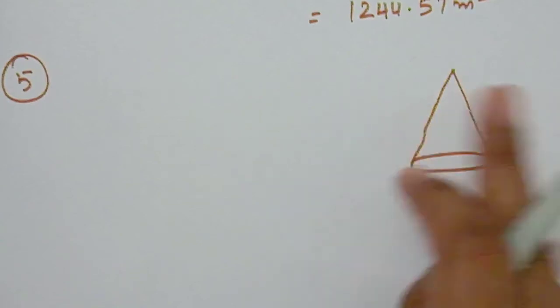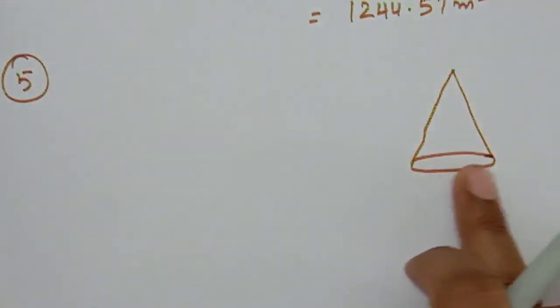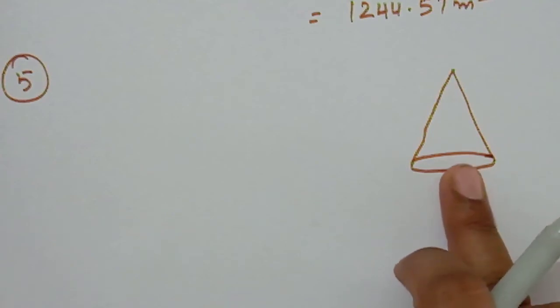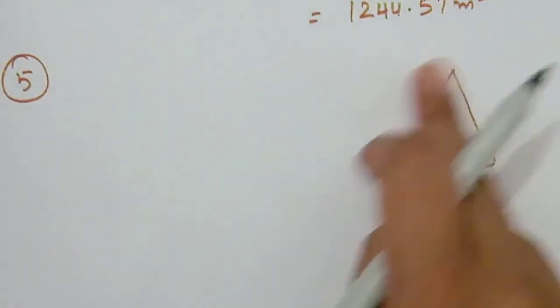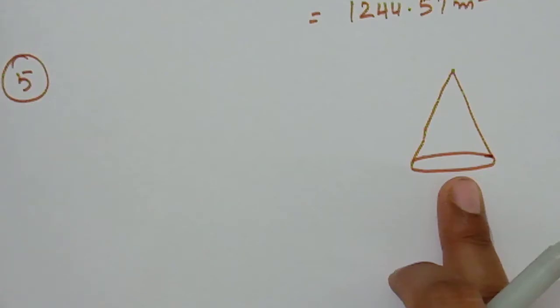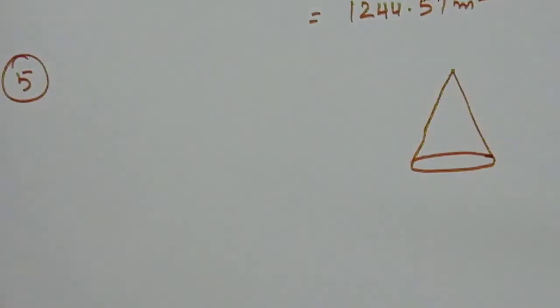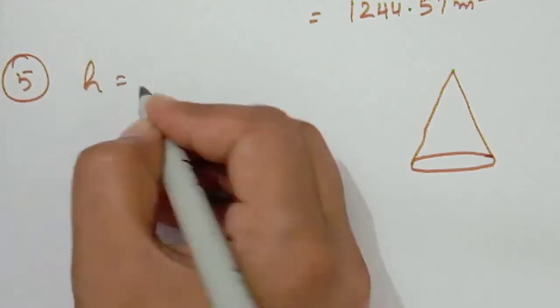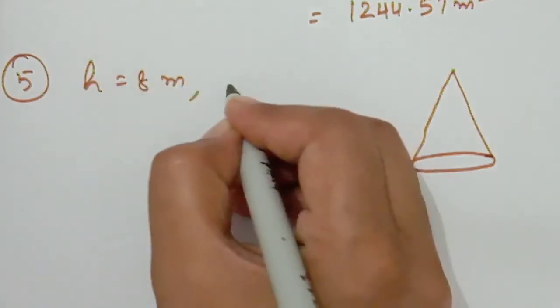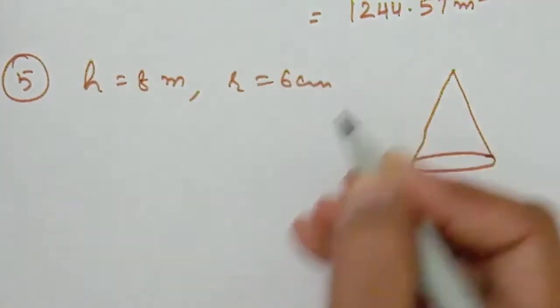the cloth for the tent. So cloth is not present at the base, only the tent boundary is covered. The base is our ground. So we have a conical tent of height h 8 meter, and base radius 6 meter.